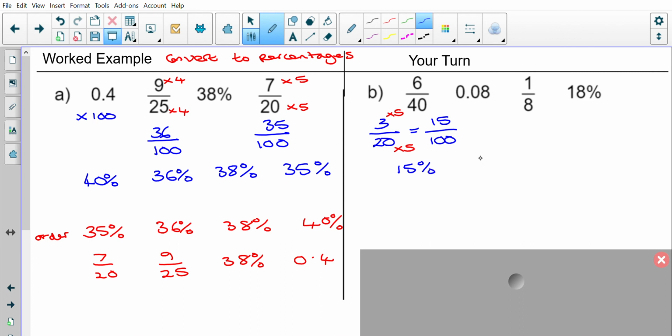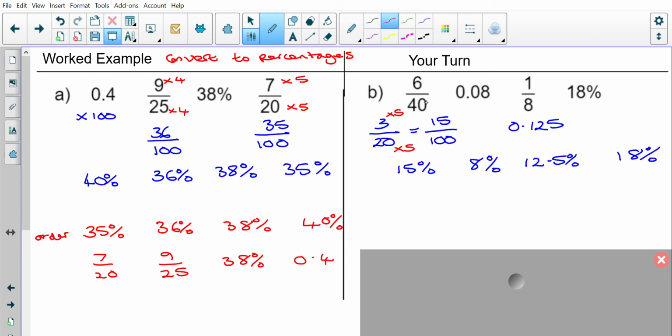0.08 as a percentage times by 100, that's 8%. 1/8 is one of those ones that is in your table in your books, one of those ones that you need to just know. And we said in our books that's the same as 0.125 as a decimal. If we times that by 100, that's 12.5%. And the last one, 18%, is already as a percentage.